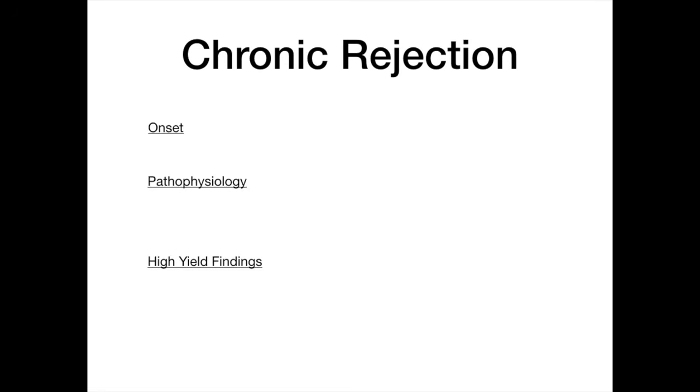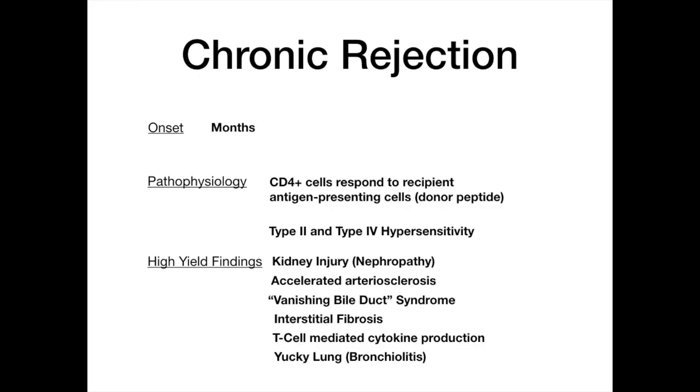So with chronic rejection, this happens in months. Pathophysiology here is that you have CD4 cells that respond to the recipient antigen-presenting cells, and what they're responding to is the donor peptide that is sort of embedded on those APCs. Now, chronic is a type 2 and a type 4 hypersensitivity, and my mnemonic will help you remember that, so don't worry. And what's really high yield in the chronic rejection are the various different findings clinically that you'll see.